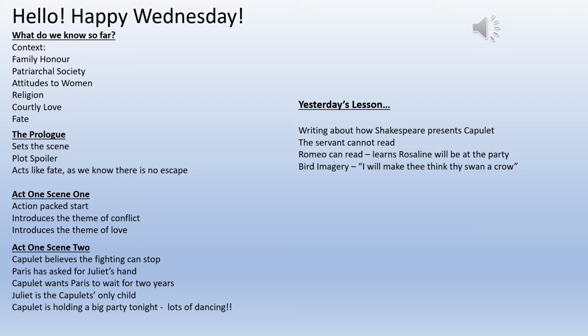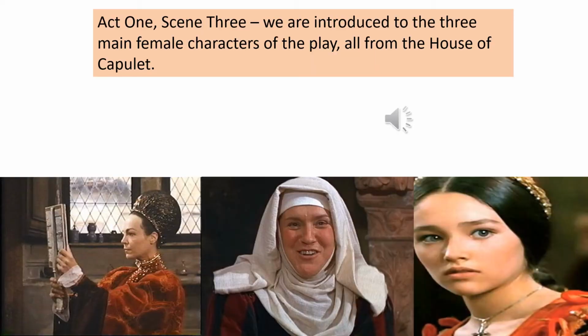Okay, let's find out what we're doing today. Right, Act 1, Scene 3. So in this scene, we are introduced to the 3 main female characters of the play, all of whom are from the house of Capulet. So, image 1 is Lady Capulet, image 2 is the nurse, and image 3 is Juliet.